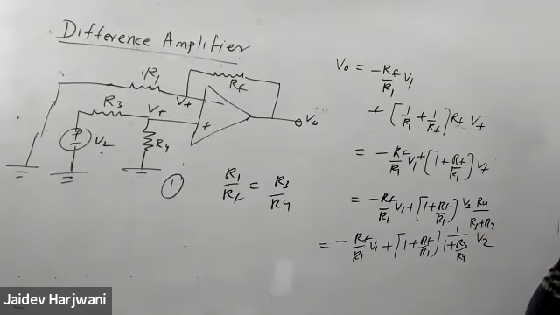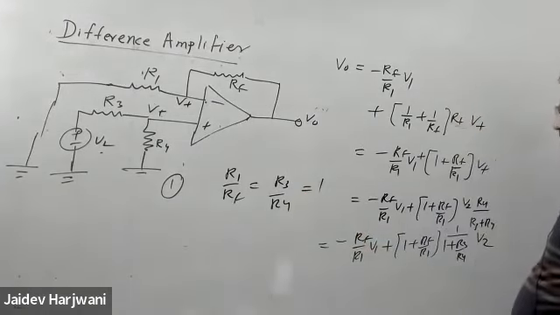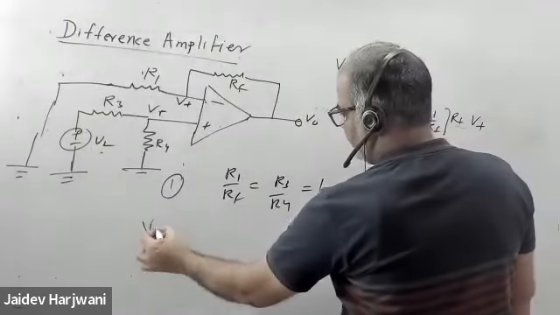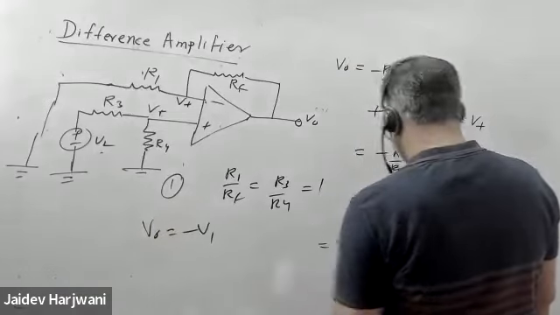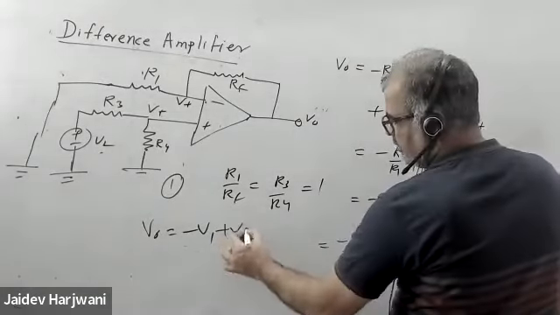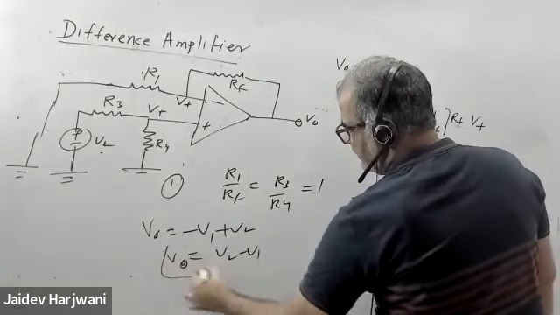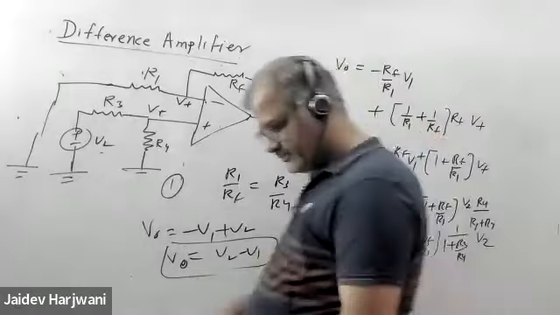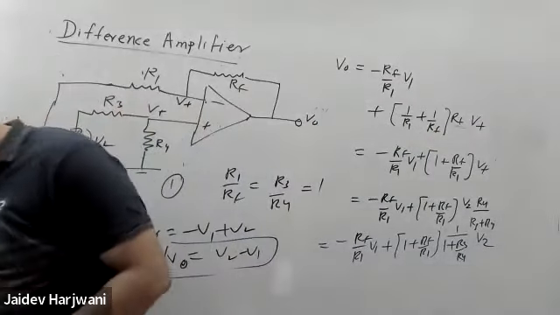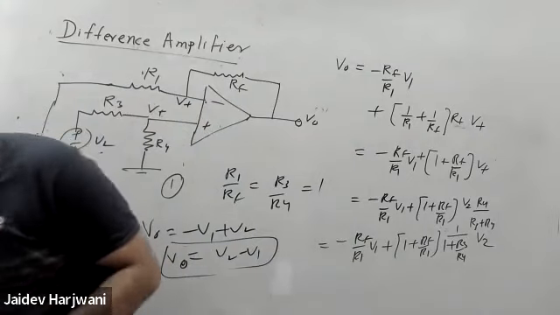Okay? So now let's what you do, you just put this as 1. Everything you put 1, then what happens? Then your V output will be what? V output will be V minus V1, and this 1 has cancelled, this becomes V2. So you got V2 minus V1, you can understand this way. So this is basically a difference amplifier.